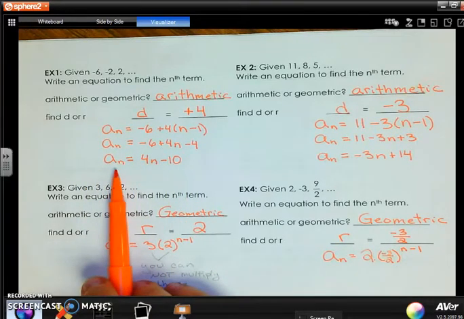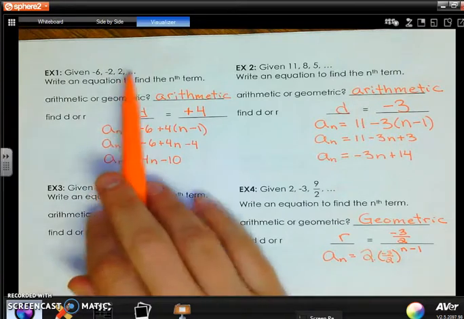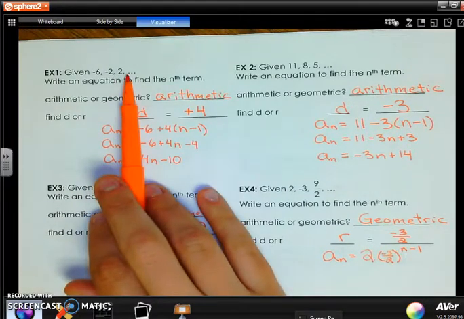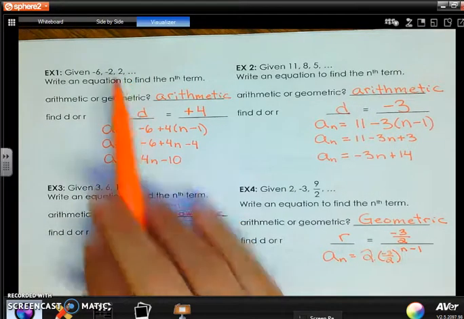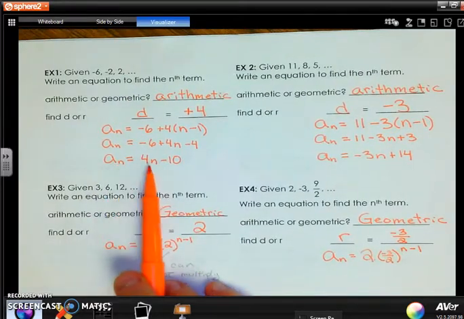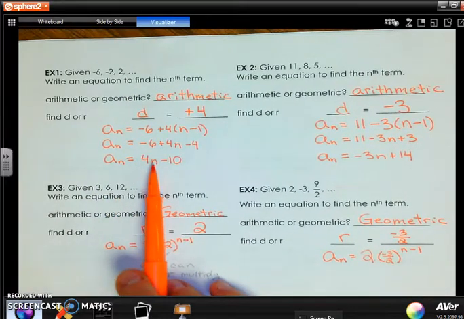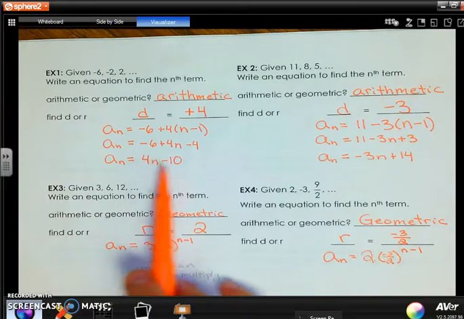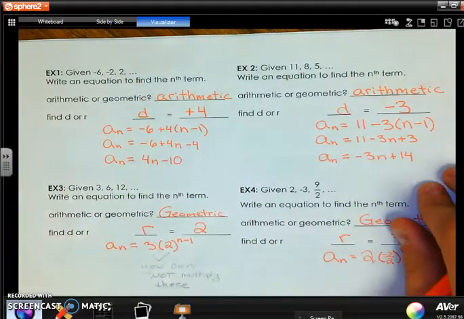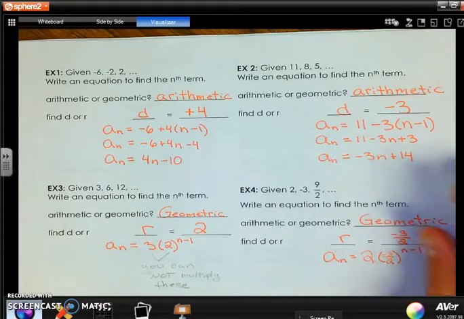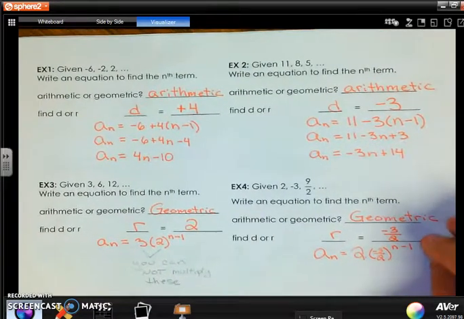Now, if I wanted to find the next term, which obviously we could just get by adding 4, we know the next term would just be a 6. Well, let's just check it. That would be the 4th term. So if we plugged in a 4 there, 4 times 4 is 16. 16 minus 10 would indeed give me 6. So you can check it to make sure that your equation works.